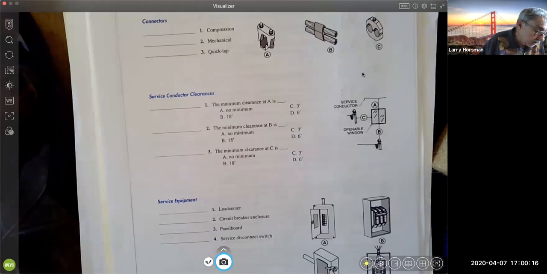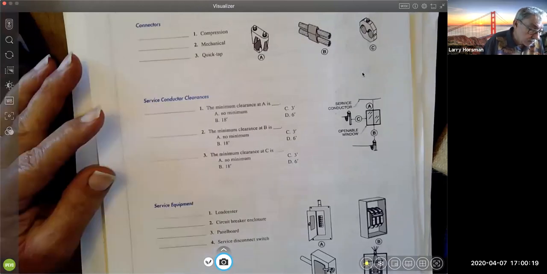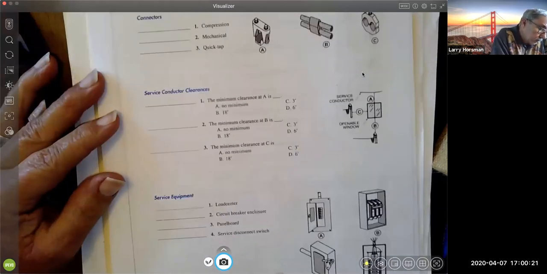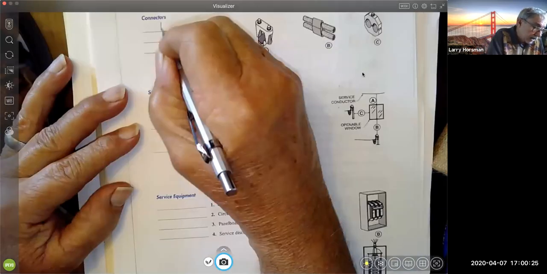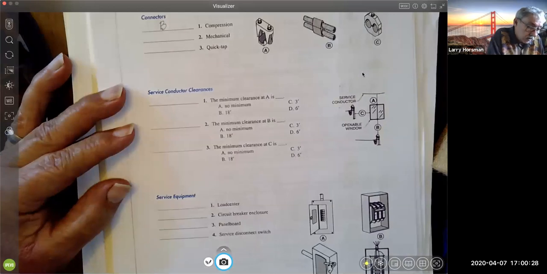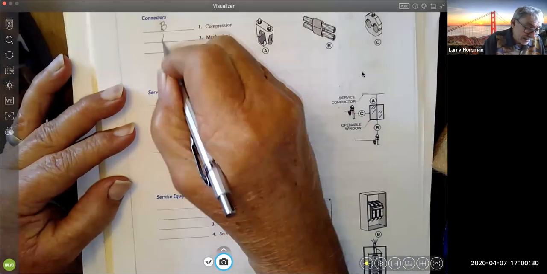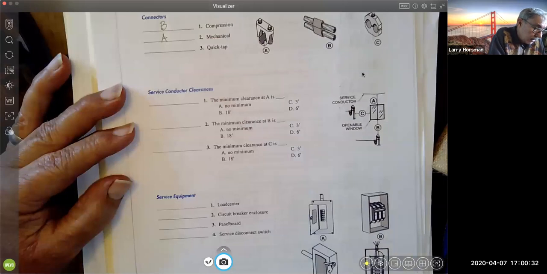So for the connectors, the first one, compression, that's B. The second one, mechanical, that's A. The third one, the quick tap, that's C.